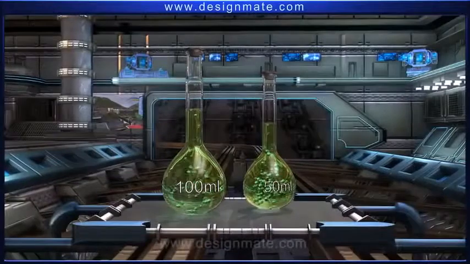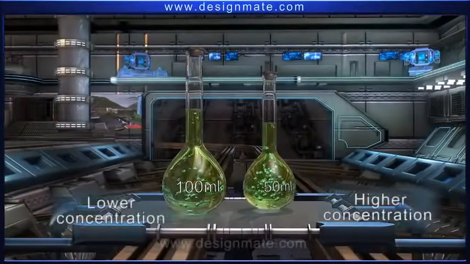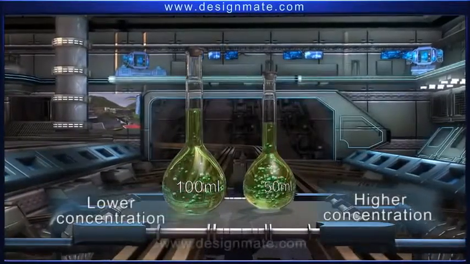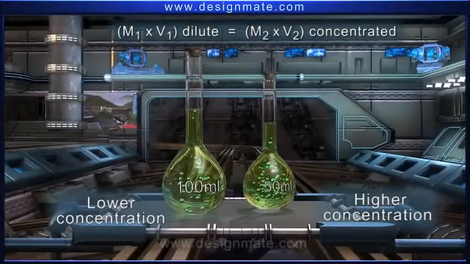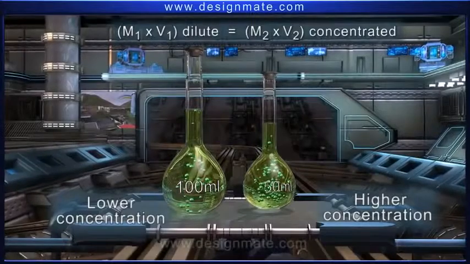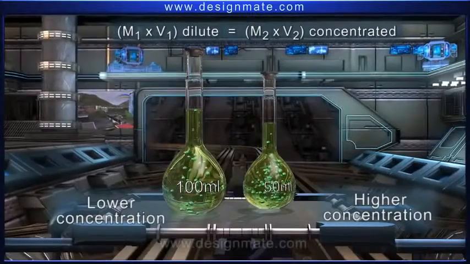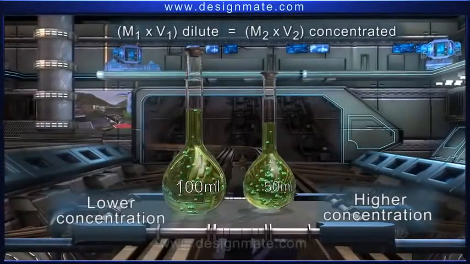Using this fact, we can prepare a solution of lower concentration with the help of a solution of higher concentration using the formula: the product of molarity and volume of the concentrated solution is equal to the product of molarity and volume of the diluted solution.